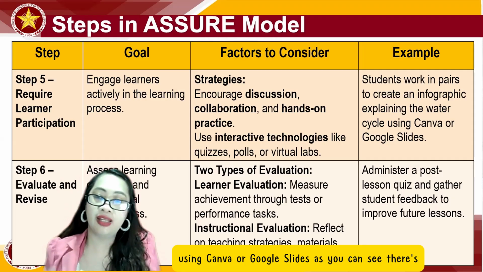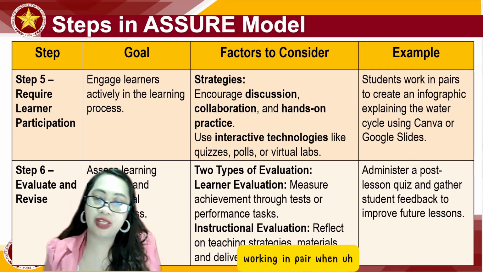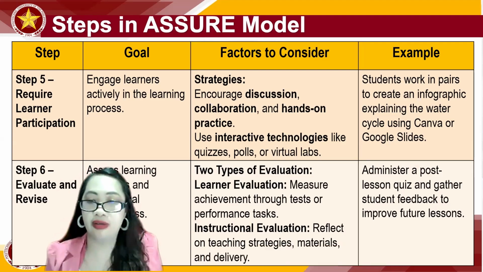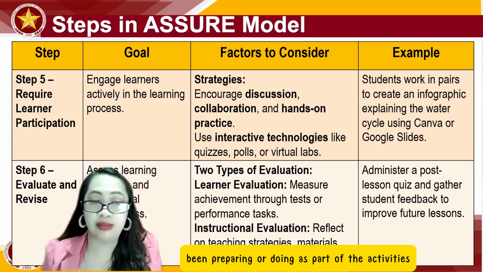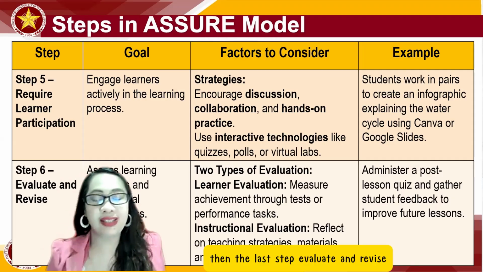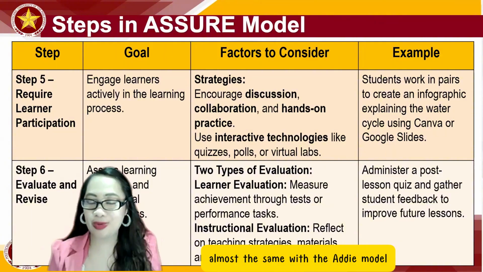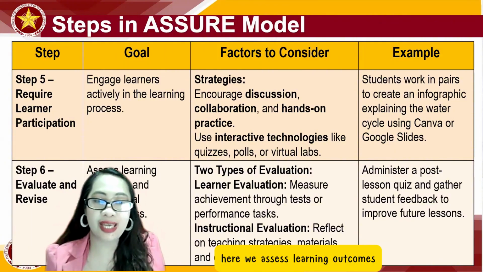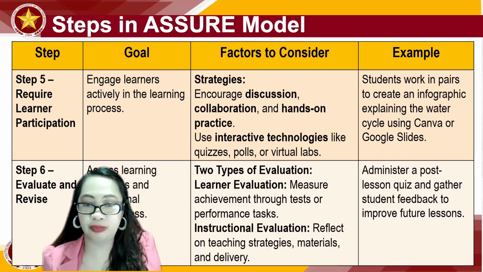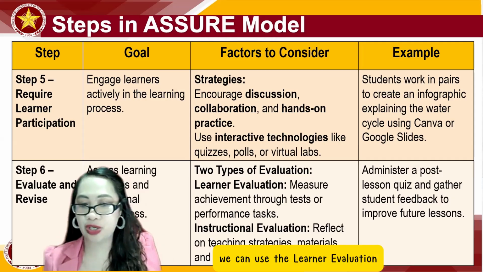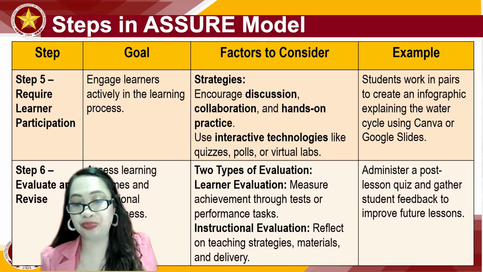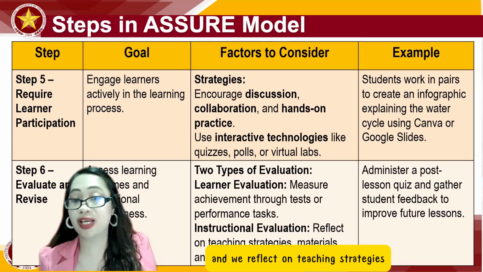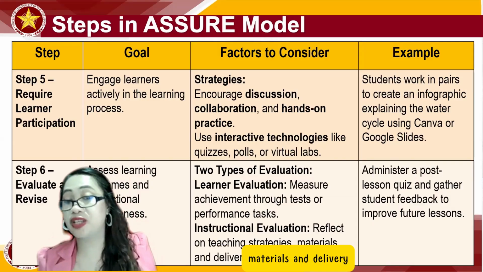As you can see, here's working in pairs, wherein learners can explain what they had been preparing or doing as part of the activities. Then the last step, evaluate and revise, almost the same as the ADDIE model. Here, we assess learning outcomes and instructional effectiveness. We can use the learner evaluation and instructional evaluation. We measure achievement through tests or performance tasks, and we reflect on teaching strategies, materials, and delivery.